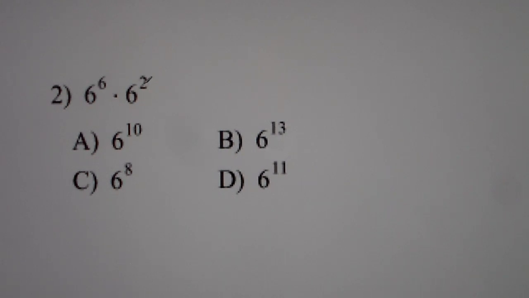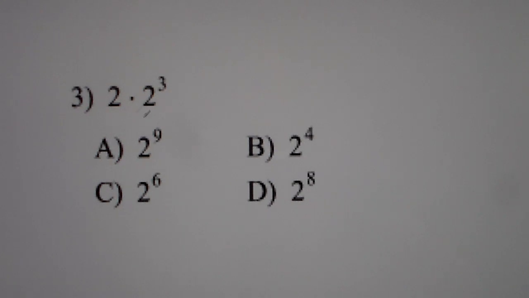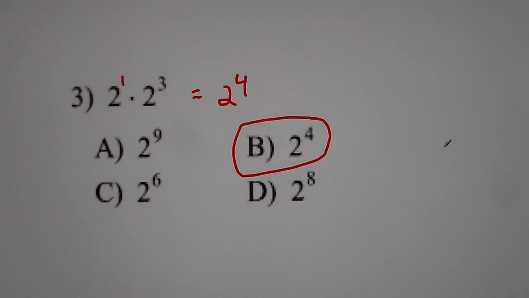6 to the 6th times 6 squared. Well, that's 6, 6 plus 2 gets you 8. So 6 to the 8th. Number 3, 2 to the power of 1 times 2 to the power of 3. That gets us 2 to the power of 4, because 1 plus 3 gets us 4. So answer number 3 is B.